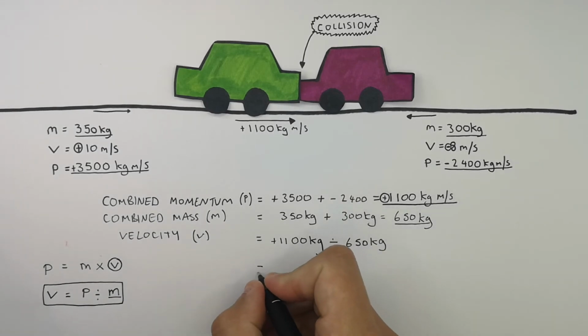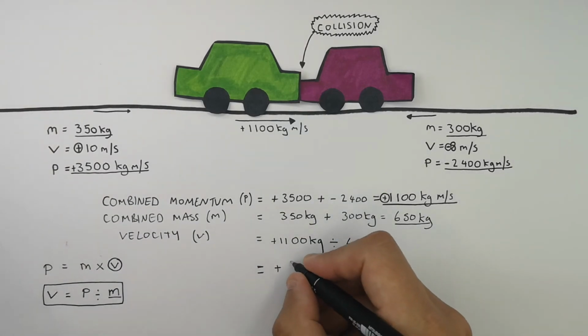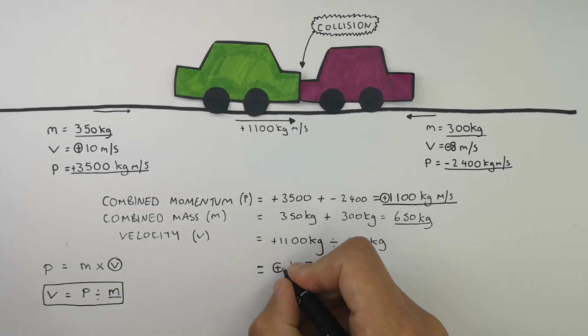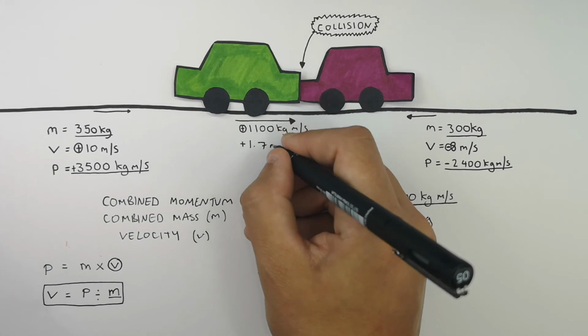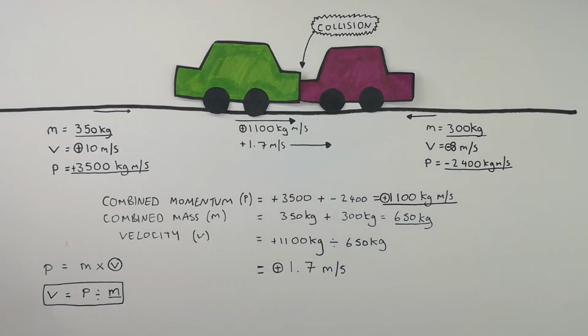This gives you a combined velocity. So the cars are then going to move to the right with a combined velocity of 1.7 meters per second. This is because in a closed system, the total momentum before a collision must equal the total momentum after the collision.